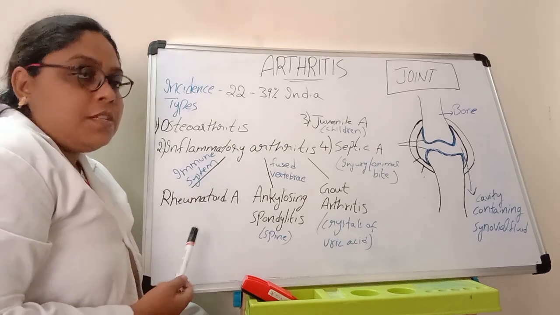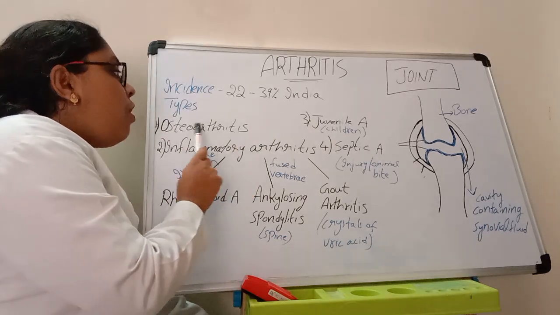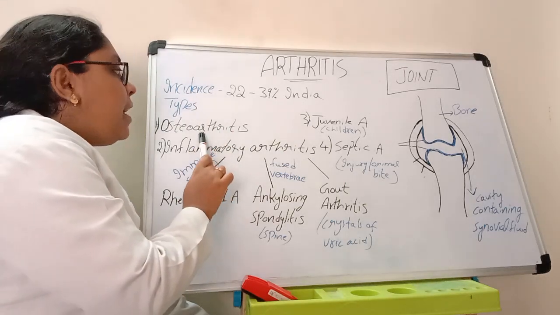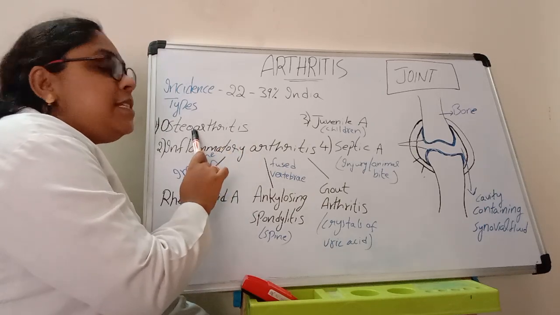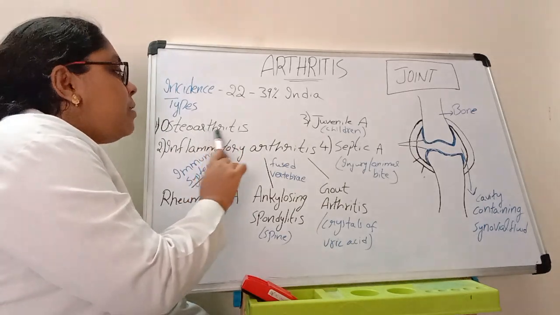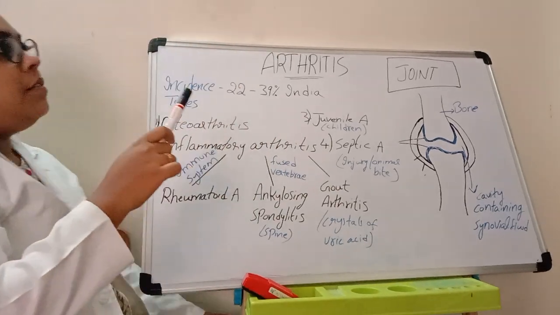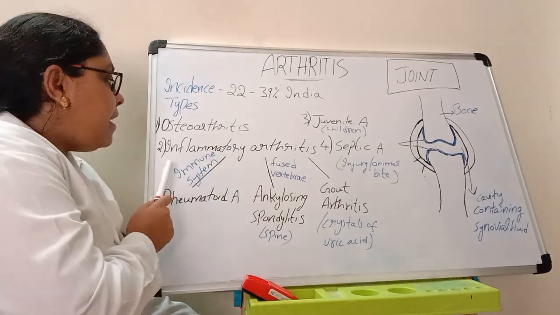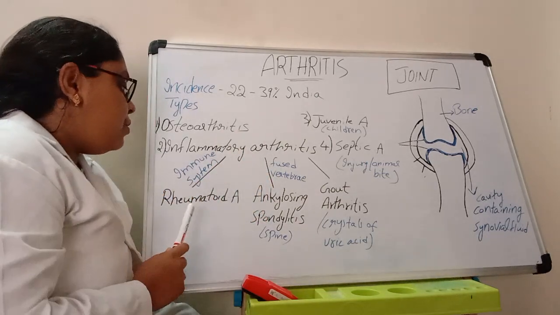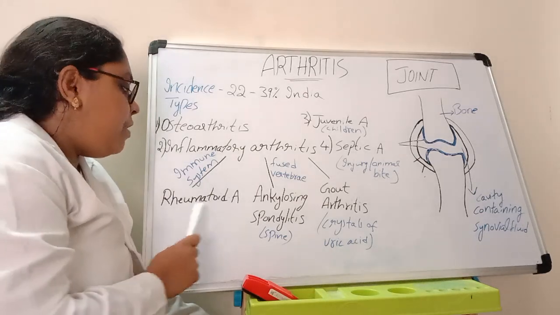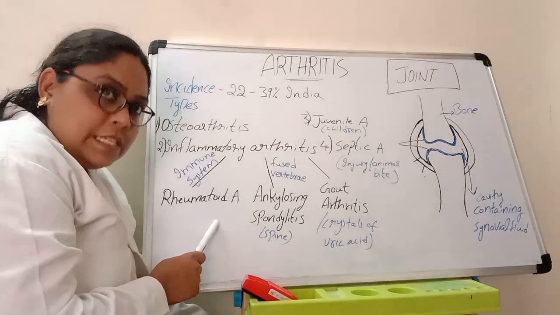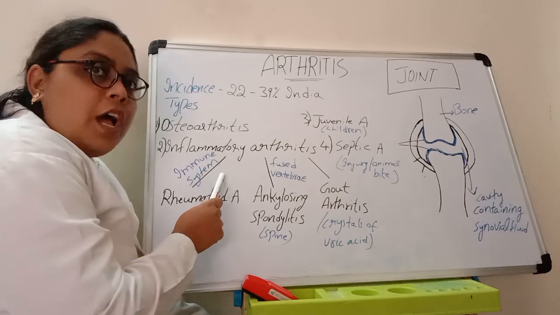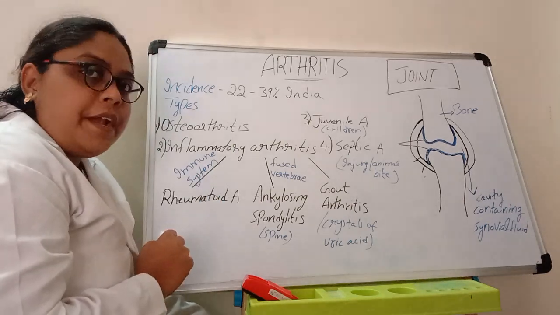What are these types of arthritis? The first one is osteoarthritis. Osteoarthritis is a degenerative joint disease. This may lead to disability of the joints. So this is osteoarthritis. And the second one is inflammatory arthritis. The first type of inflammatory arthritis is rheumatoid arthritis. It is an autoimmune disease, or you can say an inflammatory disease. What is happening here? It is attacking the immune system. So this is rheumatoid arthritis.